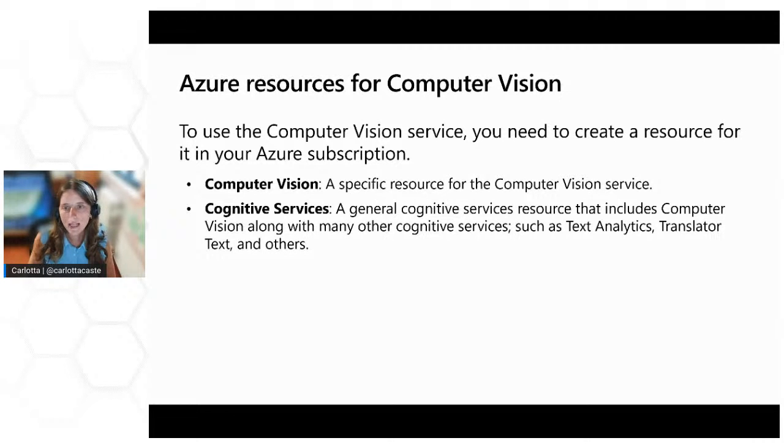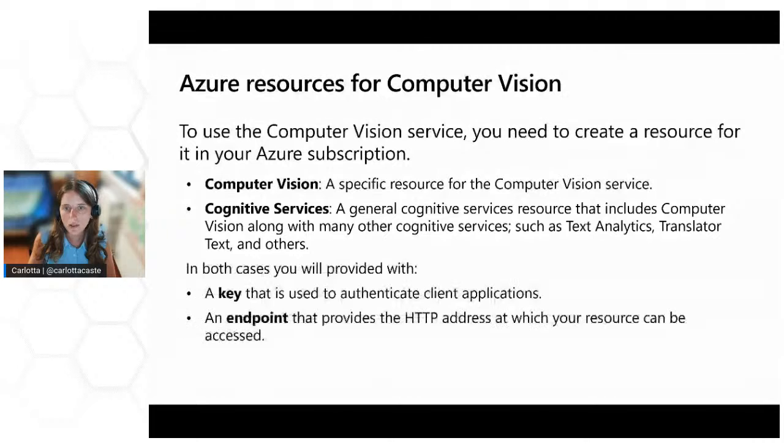Whichever type of resource you choose, it will provide you with two pieces of information you will need to consume the service: a key, which is used to authenticate the client application, and an endpoint that provides the HTTP address at which your resource can be accessed. Of course, if you create a cognitive services resource, client applications use the same key and endpoint, regardless of the specific service they are using.